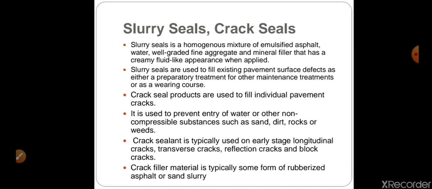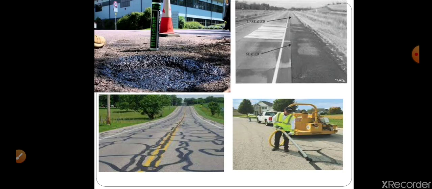Next is slurry seals or crack seals. Slurry seal is a homogeneous mixture of emulsified asphalt, water, well-graded fine aggregate, and mineral filler that has a creamy, fluid-like appearance when applied. Clear? Slurry seals are used to fill existing pavement surface defects, either as a preparatory treatment for other maintenance treatment or as a wearing course. Clear? Here you can see how the slurry is applied on the pavement surface.